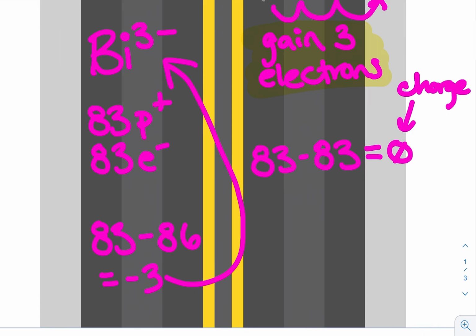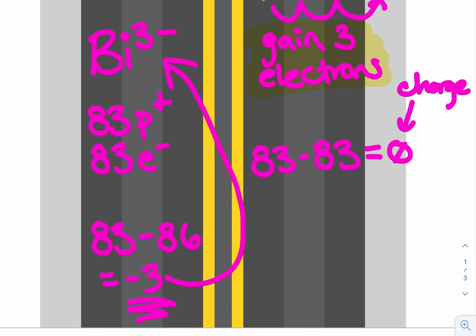I just want to point this out because you can see our calculation for the math is a negative number. The reason we put the 3 minus when we're writing our symbol for ions is because it's actually indicating 3 negatively charged electrons. So it's not necessarily a -3 quantity. It's telling us 3 more negative electrons than our positive protons.